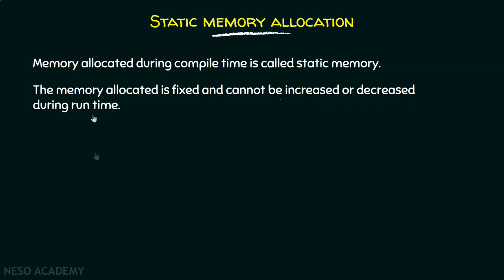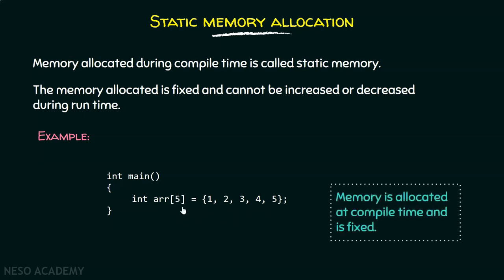increased or decreased. For example, here you can see that we have an array which consists of 5 elements, and you can see over here that the size is fixed. So memory is allocated at compile time, and obviously here the size is fixed. The programmer has fixed this size and we cannot increase or decrease this size at runtime. It should be very clear.